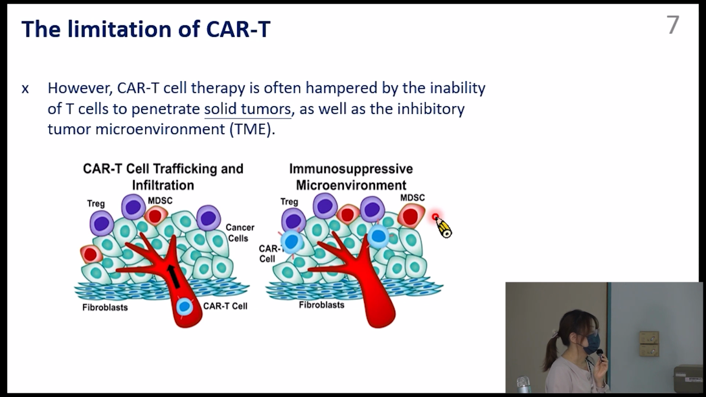They can suppress CAR T cell activation. So even the CAR T cell can go to the solid tumor, when they contact regulatory T cells or MDSC, their activity will obviously decrease. So the group wanted to find a new candidate to generate a new CAR.